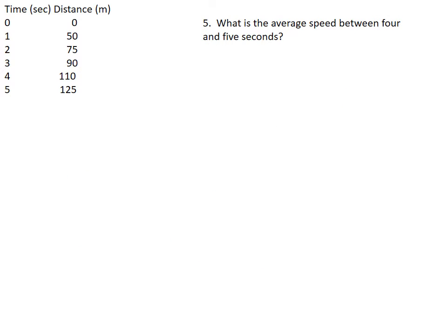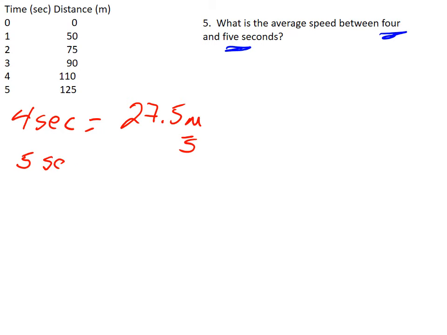In this problem it's asking you for what the average speed is between 4 and 5 seconds. So we already just did 4. We know that the speed for 4 seconds would be equal to 27.5 meters per second. And from a previous problem earlier, we found that the speed at 5 seconds was 25 meters per second.